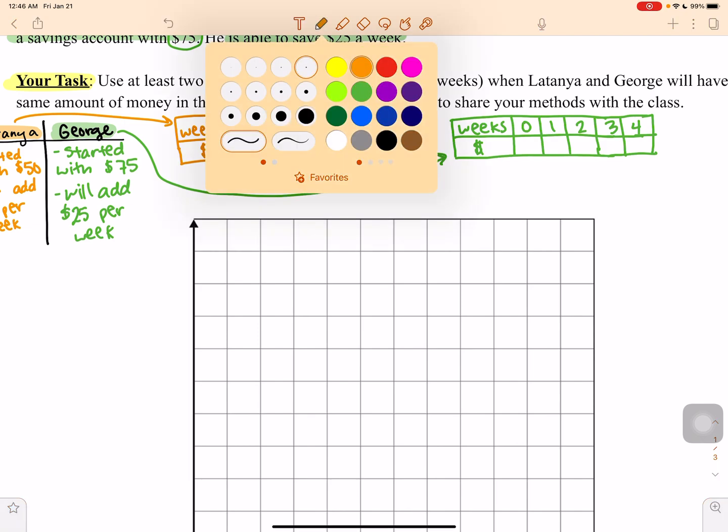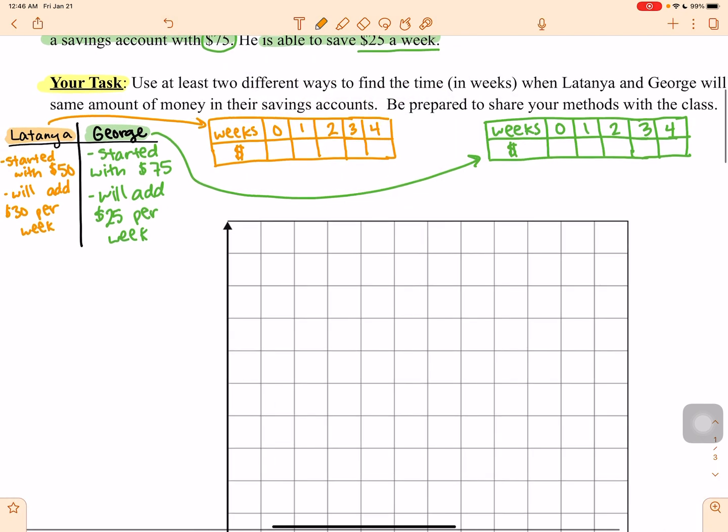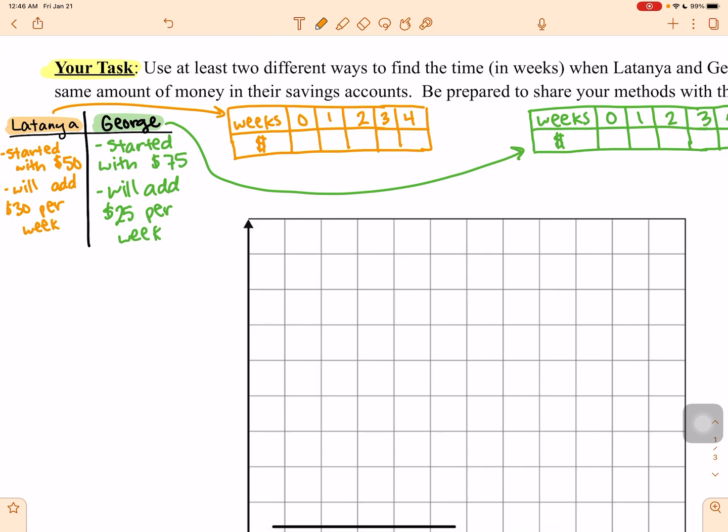All right. So Latanya at week 0, how much did she start with? How much did she put in her savings account? So at week 0, she has $50 in her savings account. What about at week 1, after 1 week? How much did she say that she's going to add per week? So $30, right? So she's going to save an additional $30. So 50 plus 30 will be 80. And she's going to keep adding $30 into her savings every single week. That's pretty good. That means she's saving $120 a month.